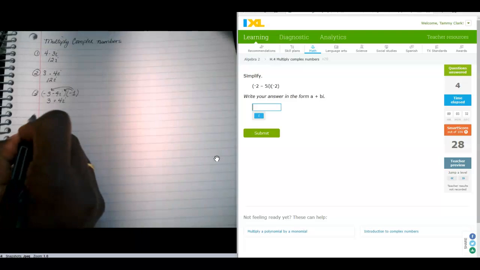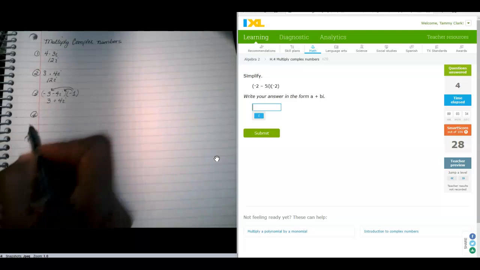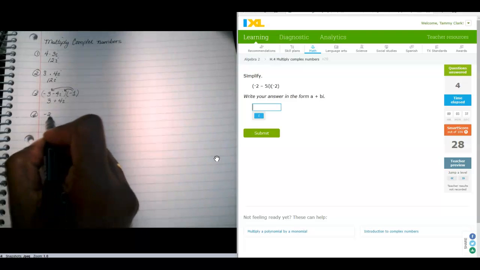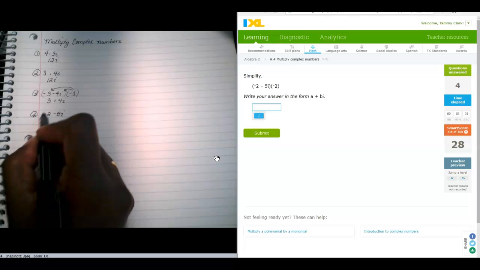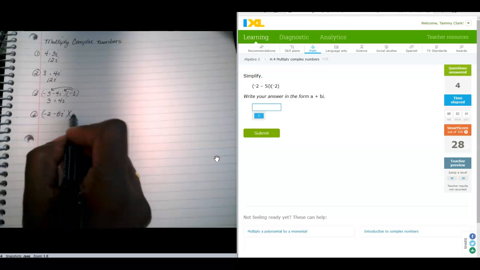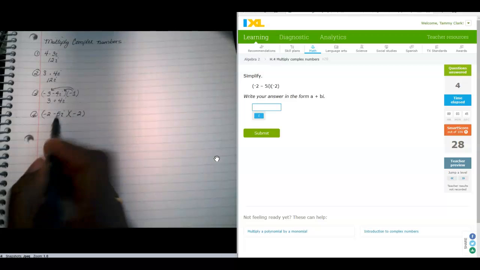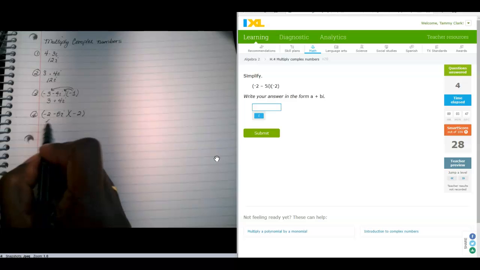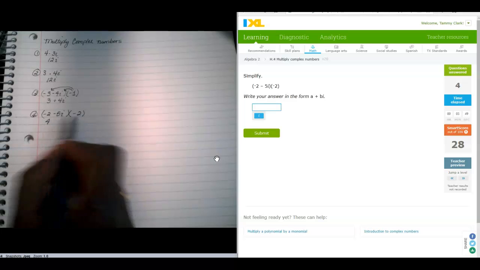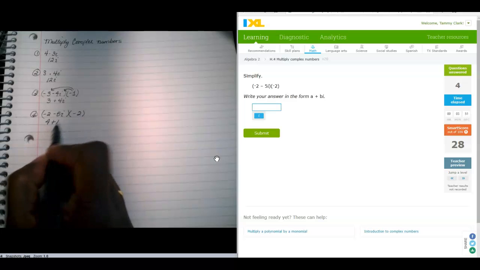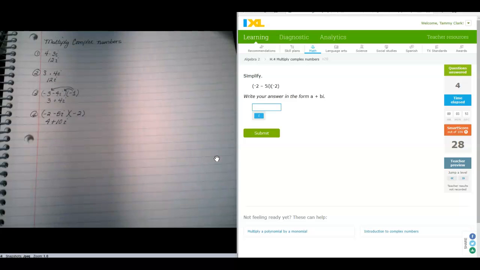Let's take a look at number 4. We've got negative 2 minus 5i, and that's going to be multiplied by negative 2. So again, we just distribute the negative 2 to both terms. So negative 2 times negative 2 is positive 4. Negative 2 times negative 5i is positive 10i. So our answer would be 4 plus 10i.